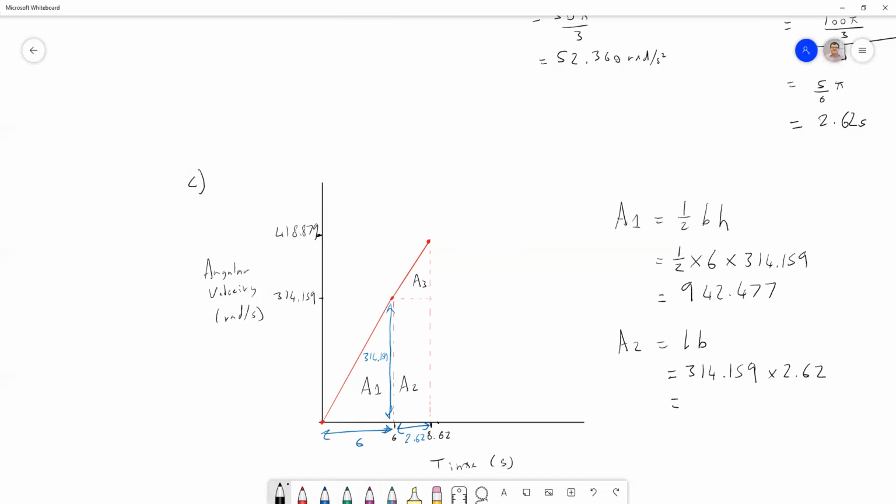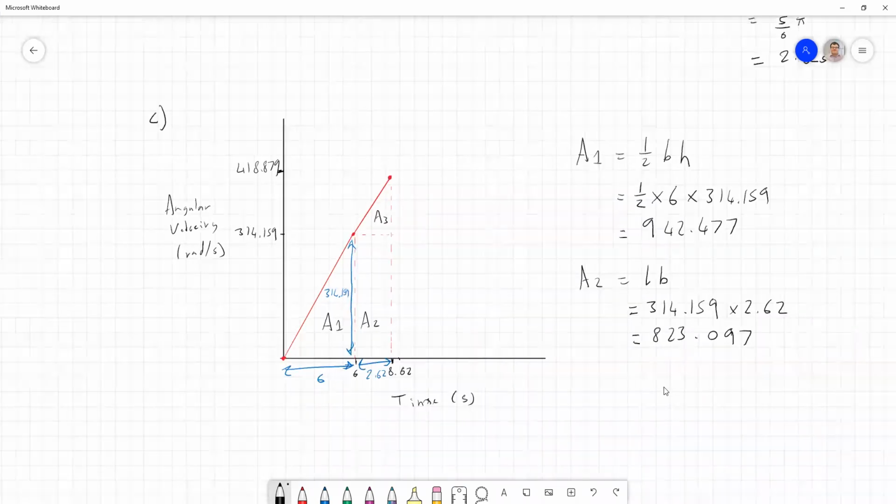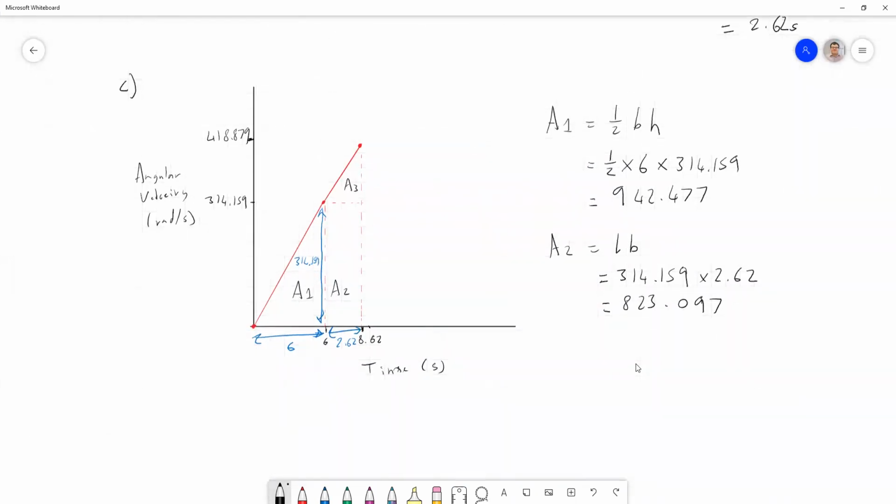And this is a value of 823.097. I'm just keeping everything to 3 decimal places. We won't have our final answer this detailed, but it means that we're not losing anything through oversimplification and rounding. And finally, area 3 is a triangle, so it's 1/2 times its base times its height. We know the base of this triangle already. The base is the same as the breadth of the rectangle below. It's 2.62, so we can put that in there.